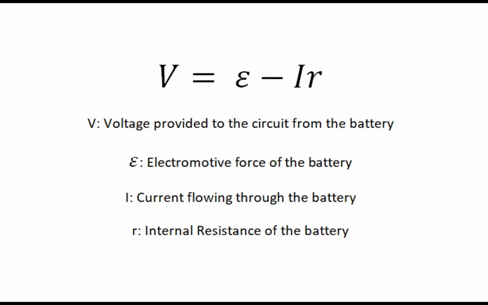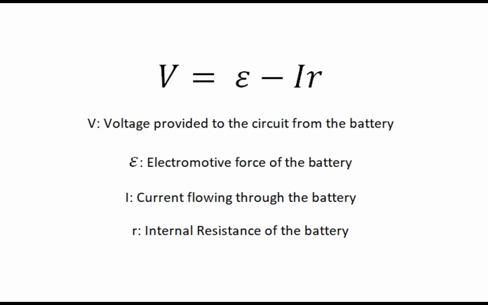And the relation is given by the equation that you see, where V is the voltage provided to the circuit, epsilon is the ideal electromotive force of the battery when it is not connected to the circuit, I is the current flowing through the battery, and R is the internal resistance of the battery.